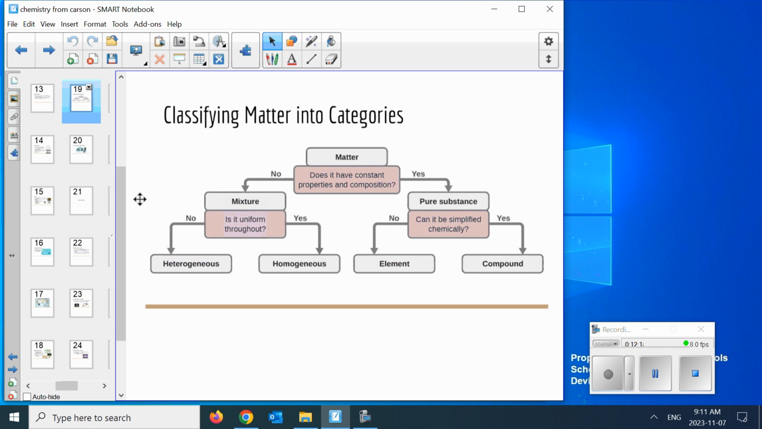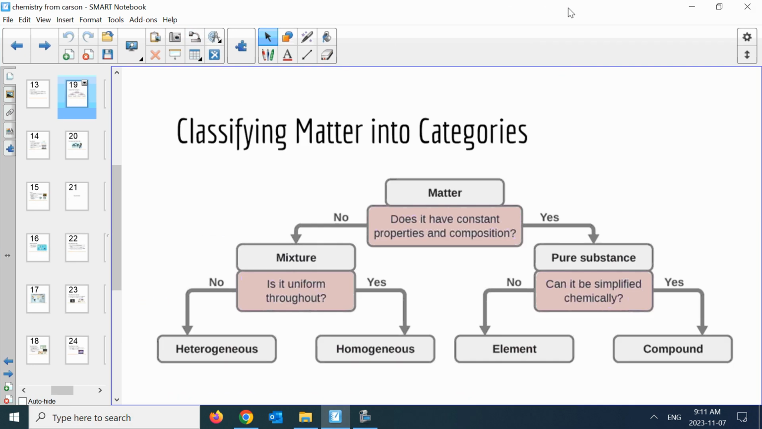You guys can see that fairly well? I'll just make it a little bigger. Way better, right?